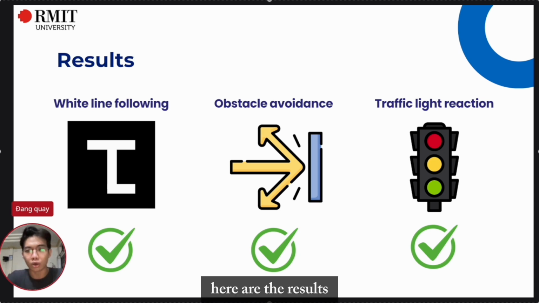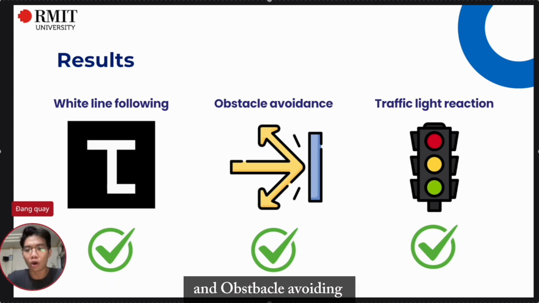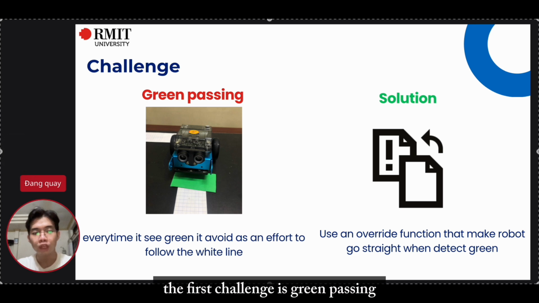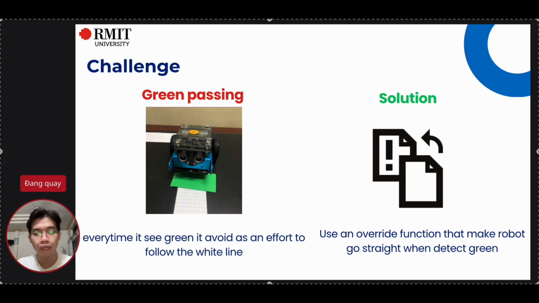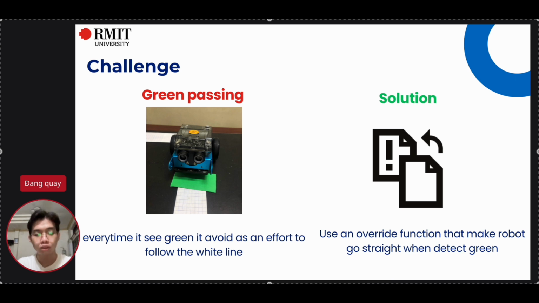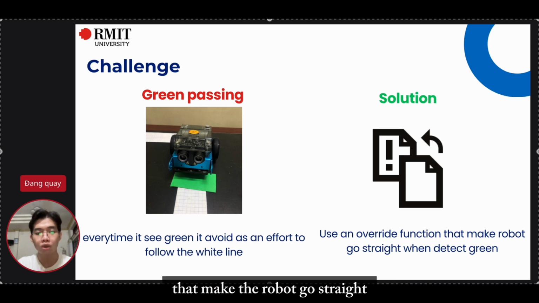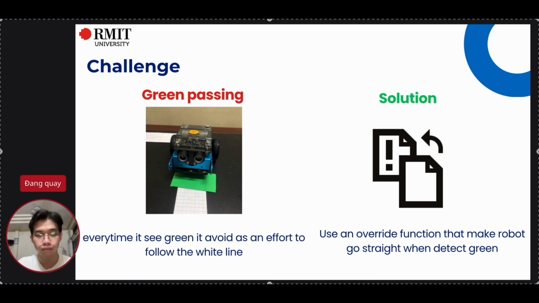Here are the results. The robot is really good at white line following and obstacle avoidance. For traffic light reaction, the first challenge is ring passing. Every time it sees the ring, it avoids it in an effort to follow the white line. So our solution was to use an override function that makes the robot go straight to pass the ring when it detects the ring card. And it partially worked.